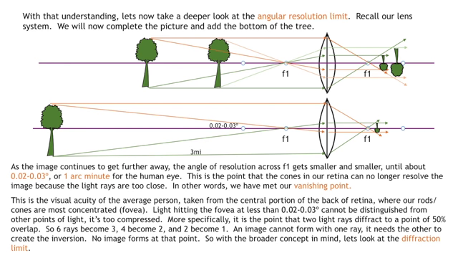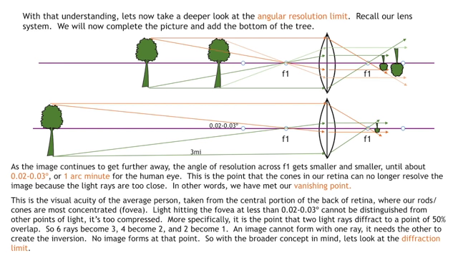eye. And this is the point that the cones in our retina can no longer resolve the image because the light rays are too close. In other words, we have met our vanishing point and the information cannot be resolved. And this is again the visual acuity of the average person, taken from the central portion of the back of the retina, where our rods and cones are most concentrated in our fovea.